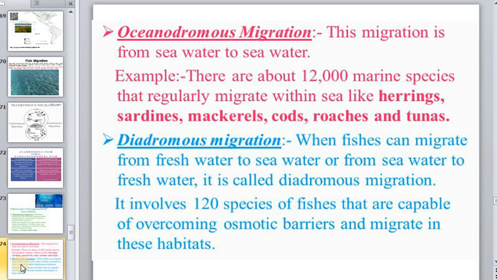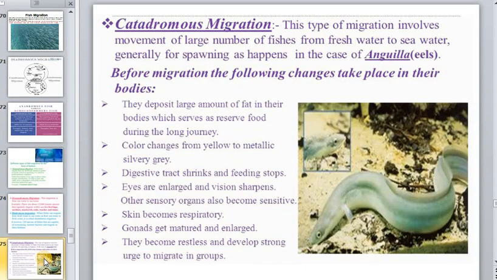oceanodromous migration. This migration is from sea water to sea water, but over a long distance. About 12,000 marine species regularly migrate within the sea, like herrings and cods, tunas. And diadromous migration, when fish migrate from fresh water to sea water, involves about 100 species. It's very interesting how they move through the osmotic barriers. You know what osmotic pressure is and how it works in this organism.